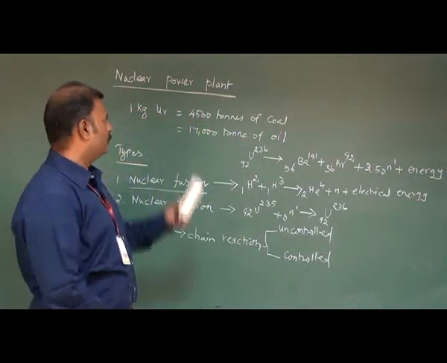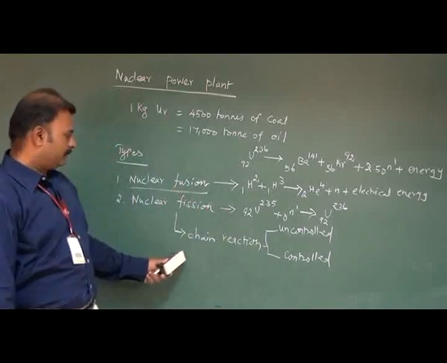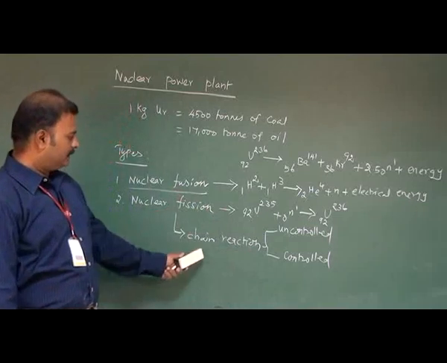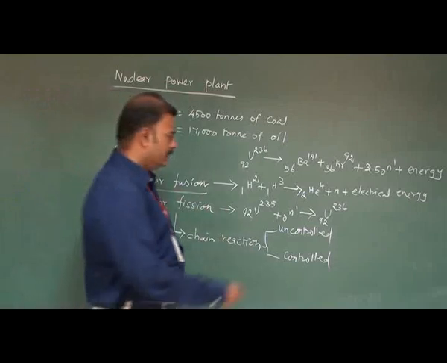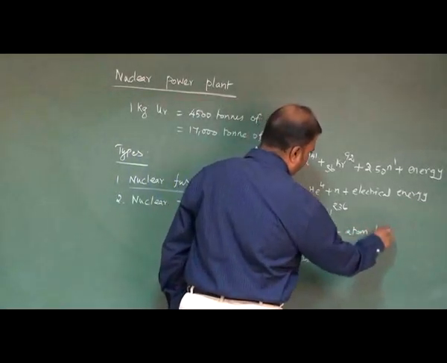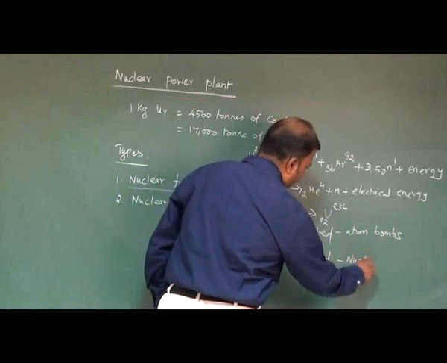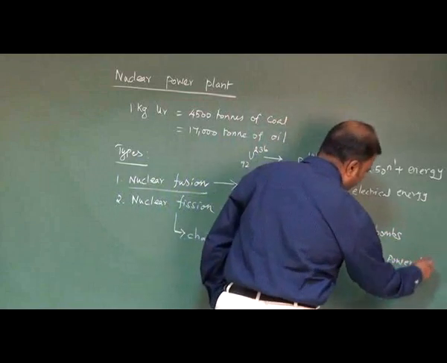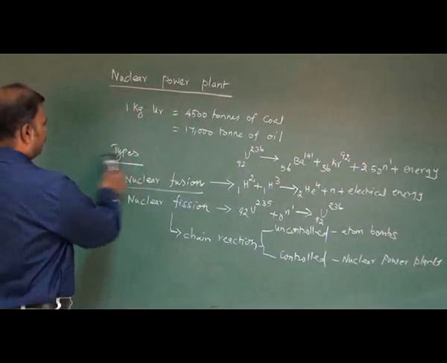So normally for a nuclear power plant, only the nuclear fission process is used. This nuclear fission process is also called a chain reaction. The chain reaction is classified into two types: an uncontrolled process and a controlled process. If it is an uncontrolled process, it is used in atom bombs. If it is a controlled process, it is used in a nuclear power plant. So this is the basic physics about nuclear reactions.